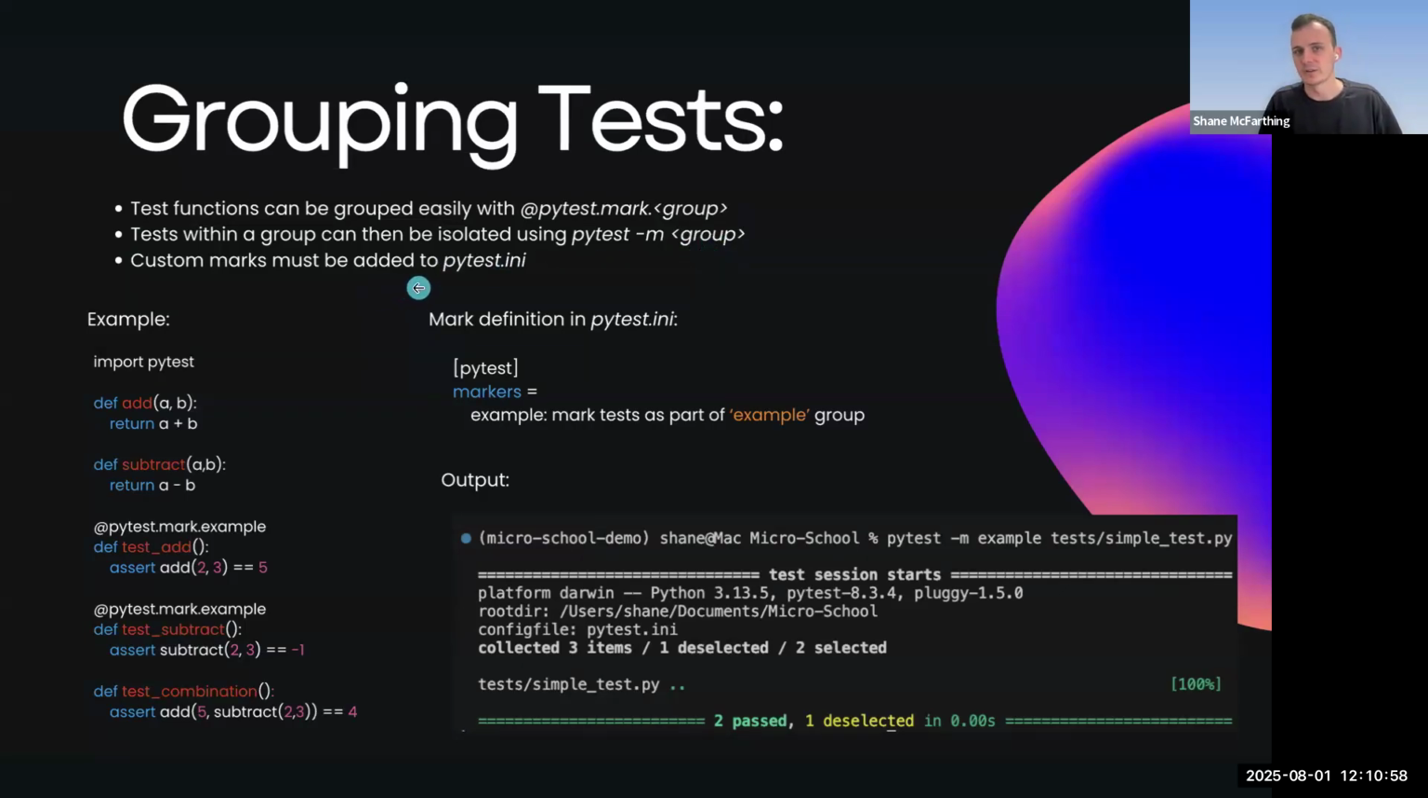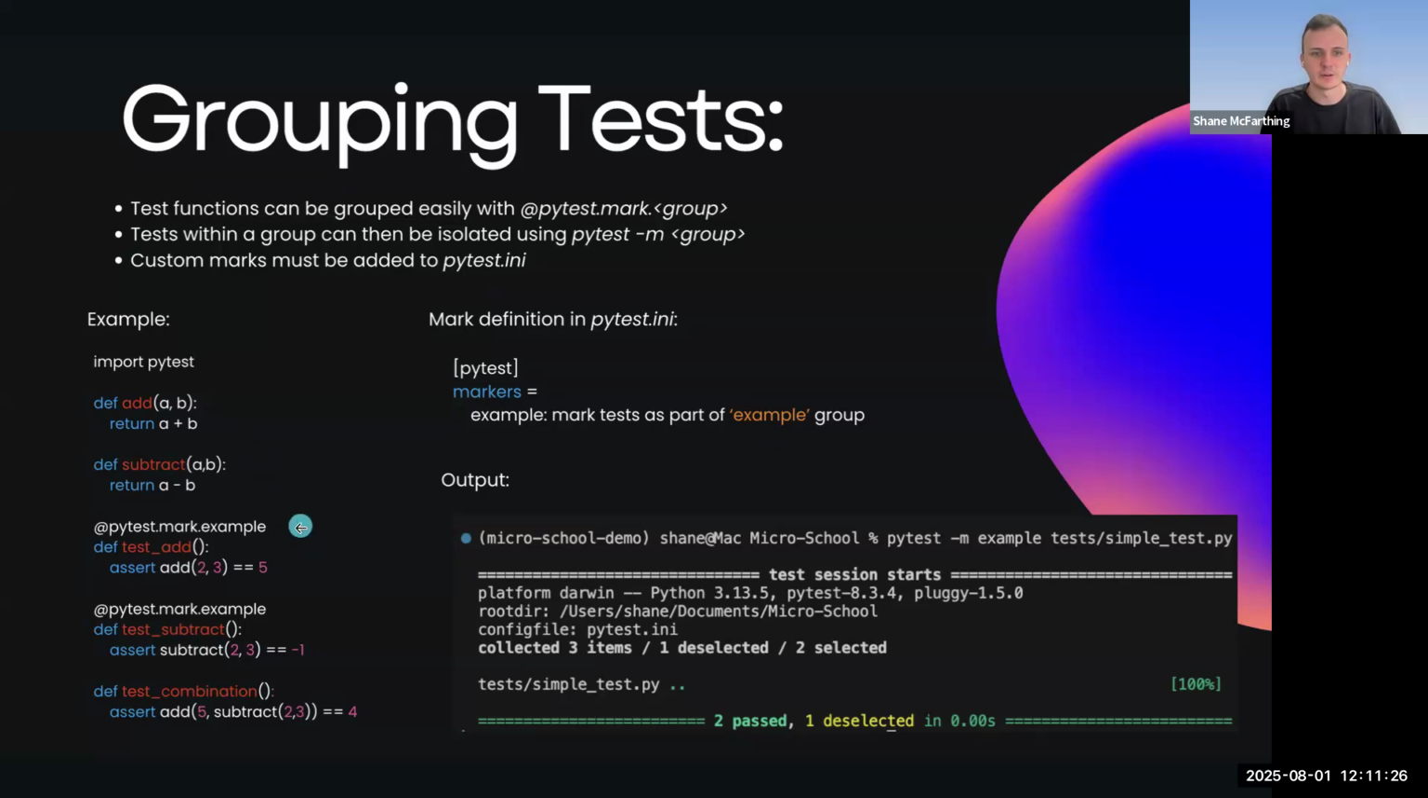If we want to specify our own groups, we also have to provide that declaration inside the pytest.ini file. An example of that would be here. We're going to use a marker called example. So in the file, you'll have your pytest markers, and you add the marker you want. In this case, it's example, and we have a short explanation of what it is: mark tests as part of the example group. How you would use that would be over here.